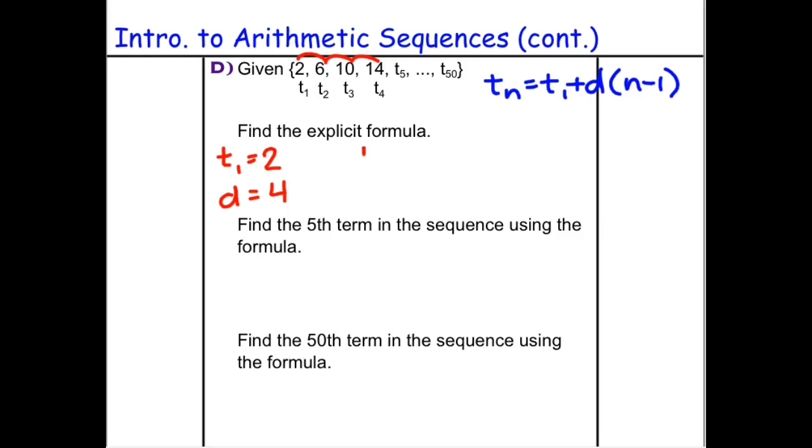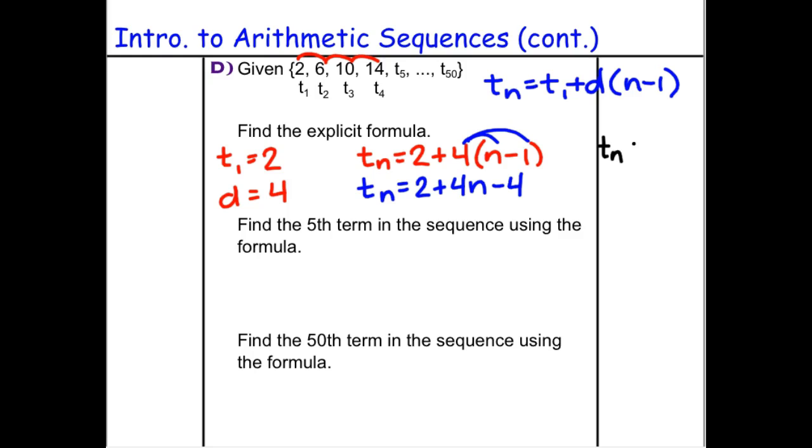So that means that we've got term n is equal to term 1, which is 2, plus d, which is 4, times n minus 1. Now we just simplify. I see I can distribute here, so I get term n is equal to 2 plus 4n minus 4. And then I simplify to get that term n is equal to 4n, and then 2 minus 4 is negative 2, so my explicit formula is term n equals 4n minus 2.